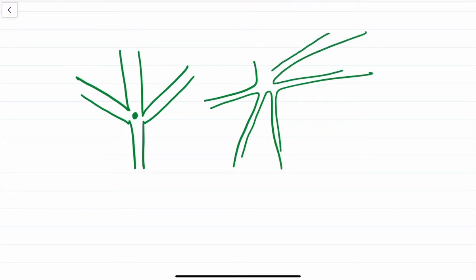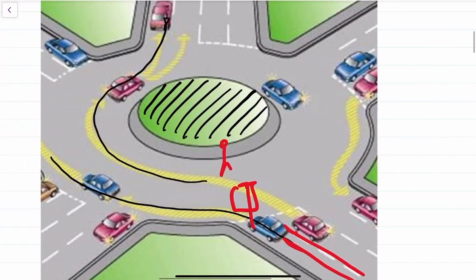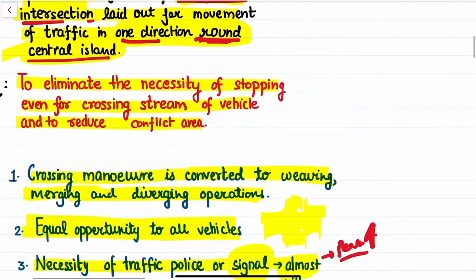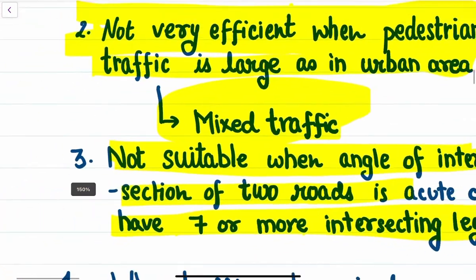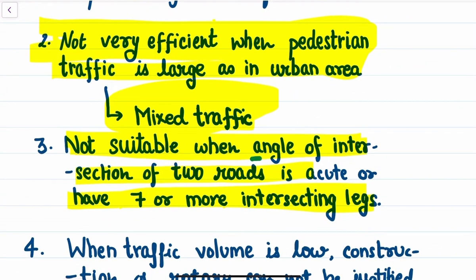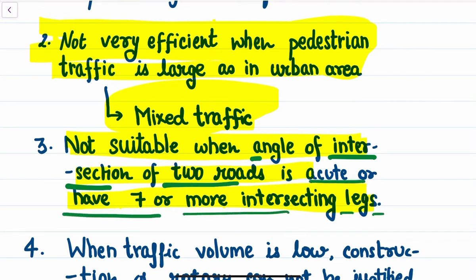Or in case we have multiple legs intersecting, again the construction of rotary is not a desirable scenario. Though it can be constructed and it can work efficiently, it causes a certain amount of confusion. So that is why it acts as a limitation of rotary. When the angle of intersection of two roads is acute or there are 7 or more intersecting legs, the efficiency of rotary decreases.